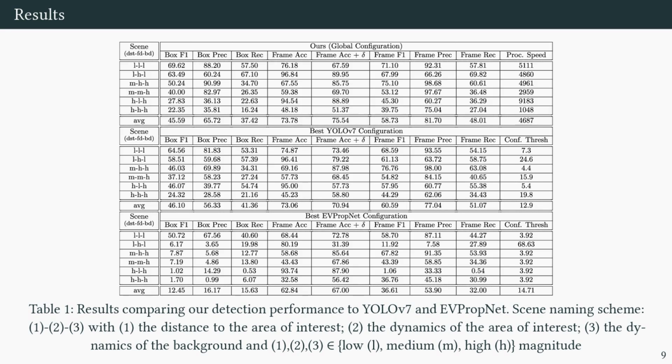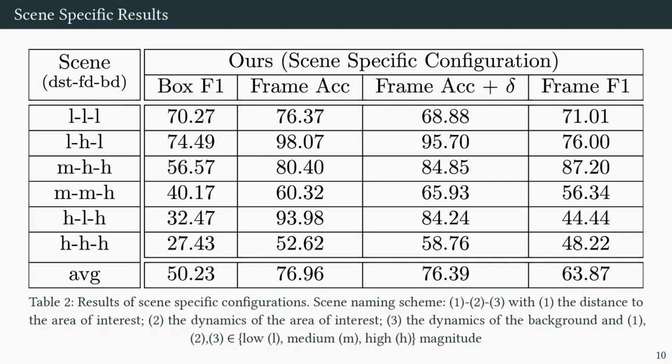Generally, YOLO V7 and our approach compare favorably to EVPropNet. For well-posed scenes, our global configuration performs similarly or better to YOLO V7. Scene-specific configurations perform significantly better than the global configuration for most scenes. In conclusion, our evaluation shows that event-based vision and asynchronous processing enable fast insect localization at low computational cost.